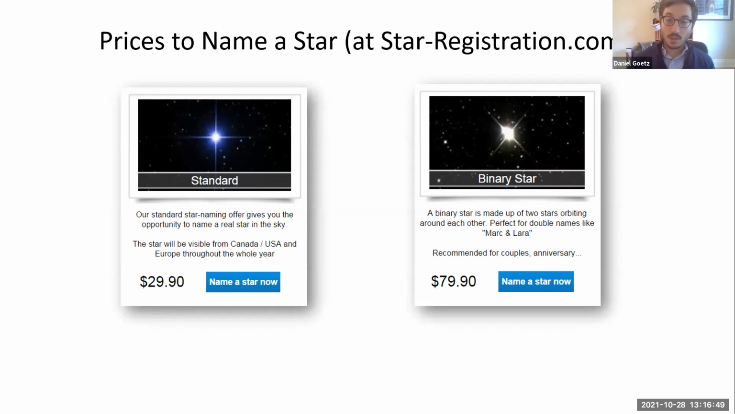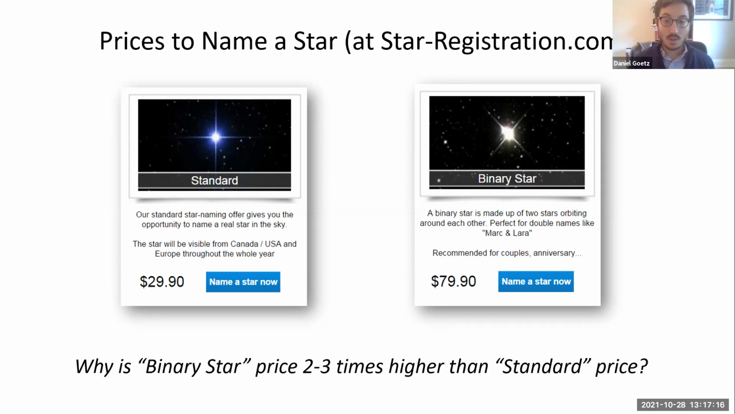Here we have a company that sells you the right to name a star. On the left, we have a standard star, which is $29.90. And on the right, you have a binary star, which is like two stars orbiting each other. And those are $79.90 to name a binary star. Okay, so the price is different across these two kinds of products. Why is the price of the binary star so much higher?